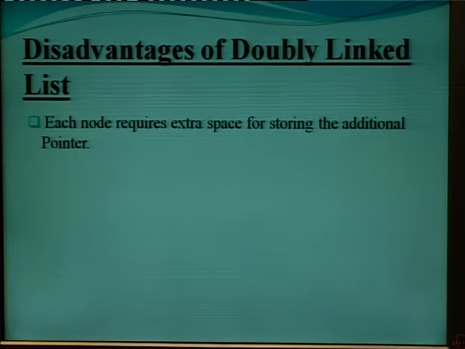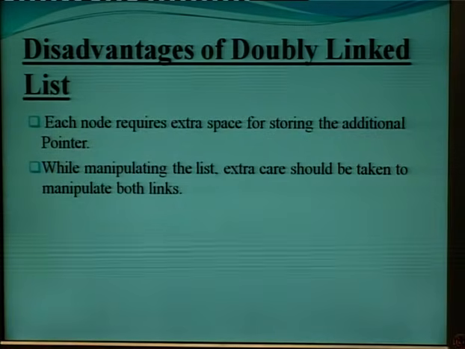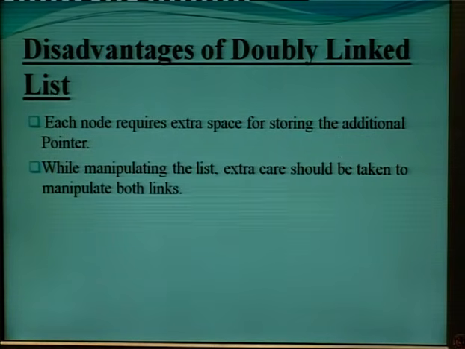So what are the disadvantages of a doubly linked list? Each node requires extra space for storing an additional pointer. While manipulating the list, extra care should be taken to manipulate both links.